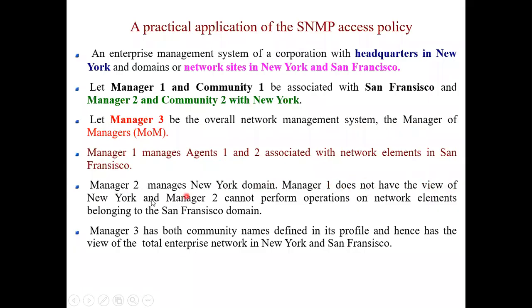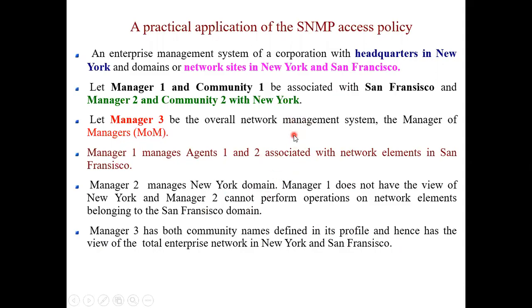Manager 1 does not have the view of New York, and manager 2 cannot perform any operation on the network elements belonging to the San Francisco domain. Okay, so being a part of the same network, same service provider, still that particular manager does not have access to that particular domain. But manager 3 has both the community names defined in its profile, and hence he has the view of the total enterprise network in New York and San Francisco. I hope this is clear.